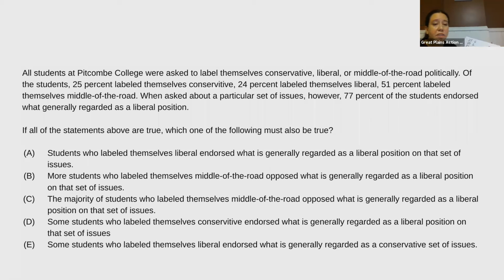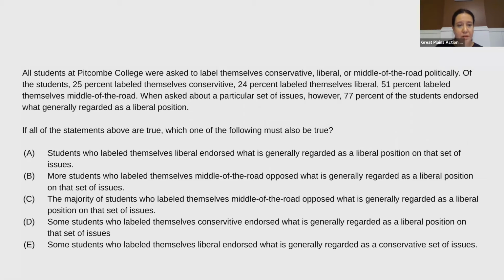All right, so let's look at the question and see if that is represented in the answers. Our possibilities are for which of the following must be true, so necessarily. Students who labeled themselves liberal endorse what is generally regarded as a liberal position on a set of issues. That's not what we're saying here. More students who labeled themselves middle of the road opposed what is generally regarded as a liberal position on that set of issues. No. The majority of students who labeled themselves middle of the road opposed what is generally regarded as a liberal position on that set of issues.